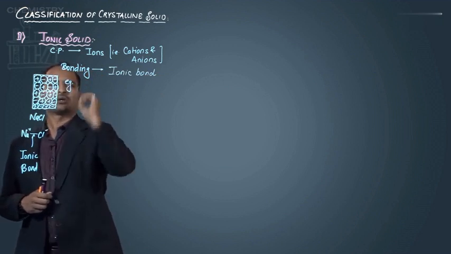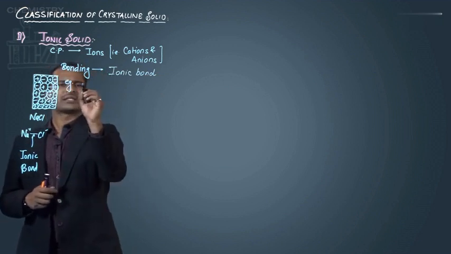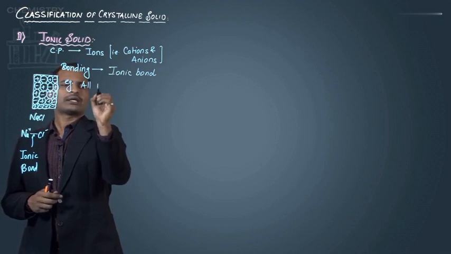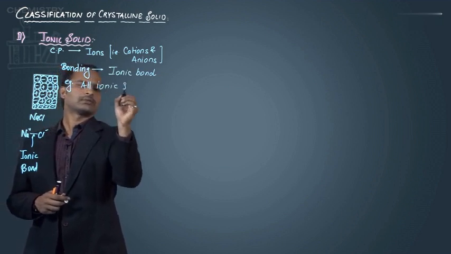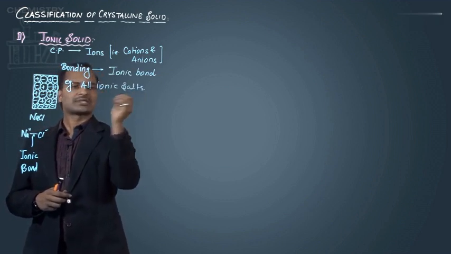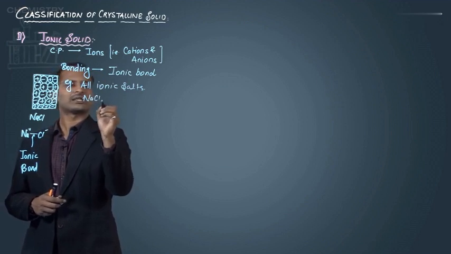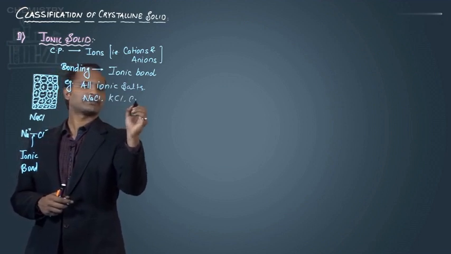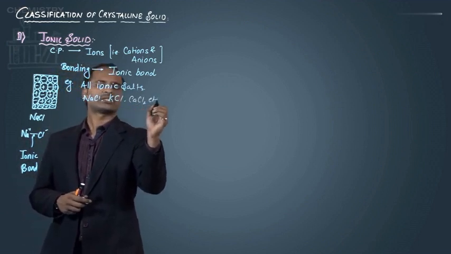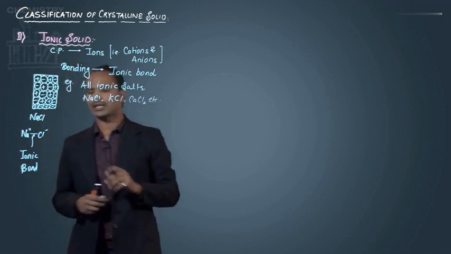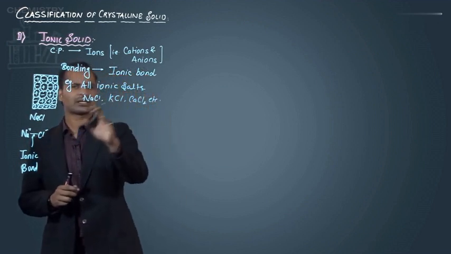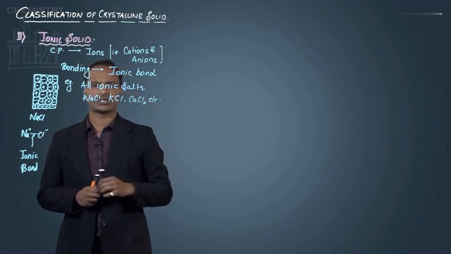Example: I can say that all ionic salts such as NaCl, KCl, CaCl2, etc. These all are ionic solids. These all are the ionic salts which are considered as ionic solids.